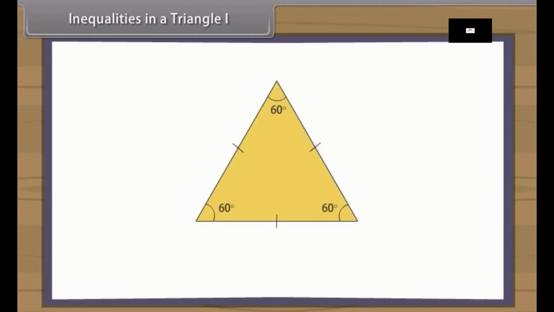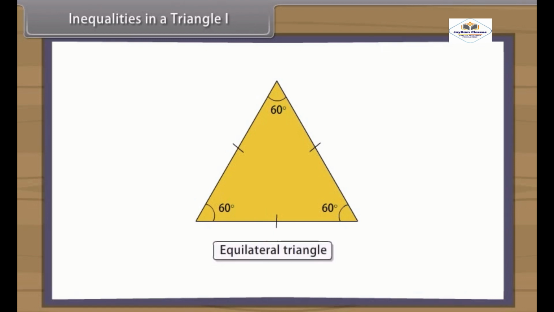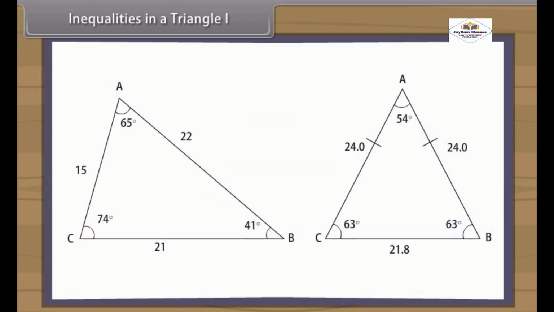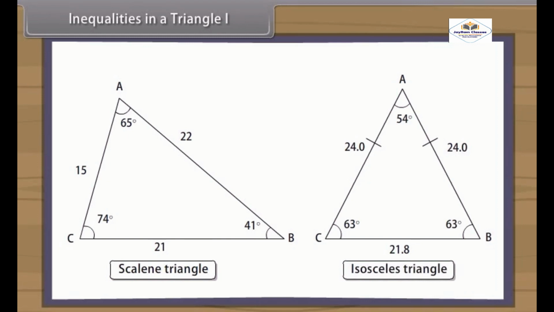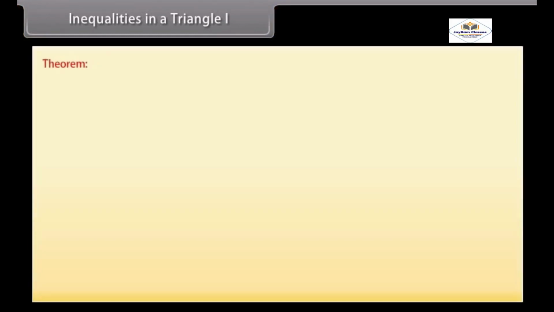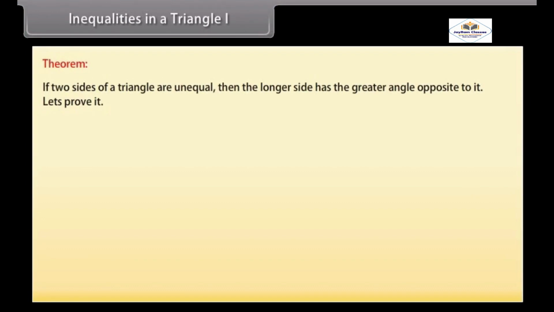Inequalities in a triangle 1. We have learnt the relationship between sides and angles of a triangle when they are equal. We shall now study some relations among sides and angles of a triangle when they are unequal. Theorem: if two sides of a triangle are unequal, then the longer side has the greater angle opposite to it.